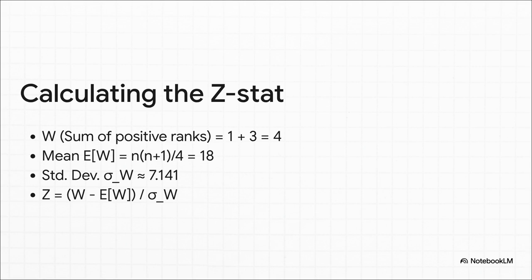But what does 4 even mean? Is that a big number? A small one? We have no context. So we have to standardize it. We use these formulas to figure out what the mean and standard deviation would be just by random chance, and then we plug it all into the Z formula.